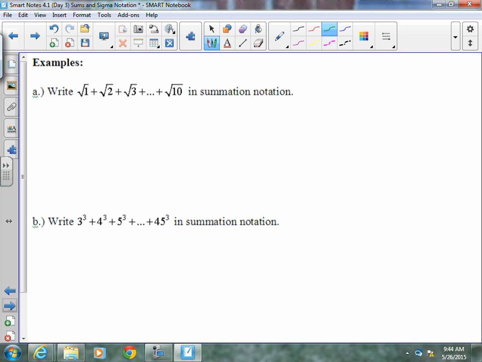So, let's try one. We're talking about adding up square roots, means we're adding radical i. If you notice, we're going from radical 1 all the way to radical 10. So, below our sigma notation, we're going to tell them we're starting at 1. And above, we're ending at 10. And that's our sigma notation for adding radical 1 plus radical 2 all the way up to radical 10. Take a second, try B.